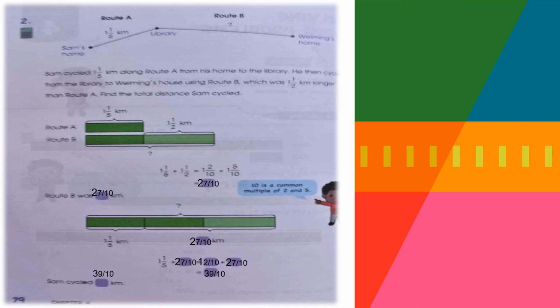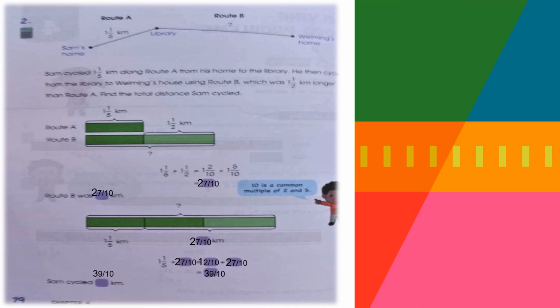Now Route B is longer than Route A, so as given in the example, it's 1 whole number 1 over 2 kilometers extra compared to Route A. So we have represented Route A with one block of distance, 1 whole number 1 over 5 kilometers. Now we have represented Route B with 2 blocks, and the one additional block is of 1 whole number 1 over 2 kilometers, as given in the question, that this is longer than Route A.